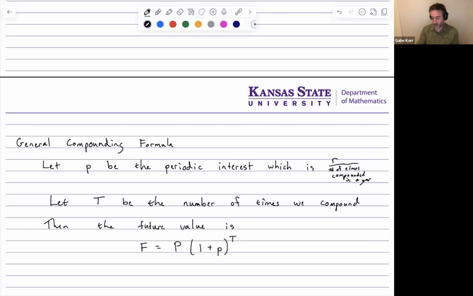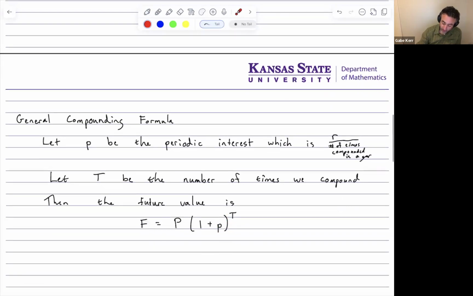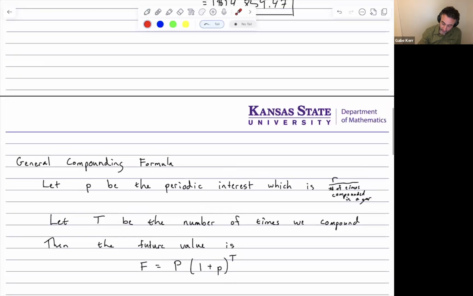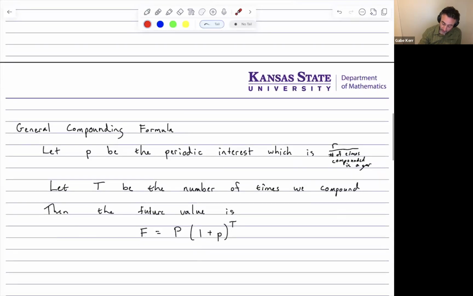So this looks a lot like the annual case, except we're hiding a little bit. This is not R, and this is not lowercase t. If we wanted to write it in terms of R and T, you would have to say the number of times that you're compounding. So there's another way you can express this, but I think we'll stick to the book's formulation.